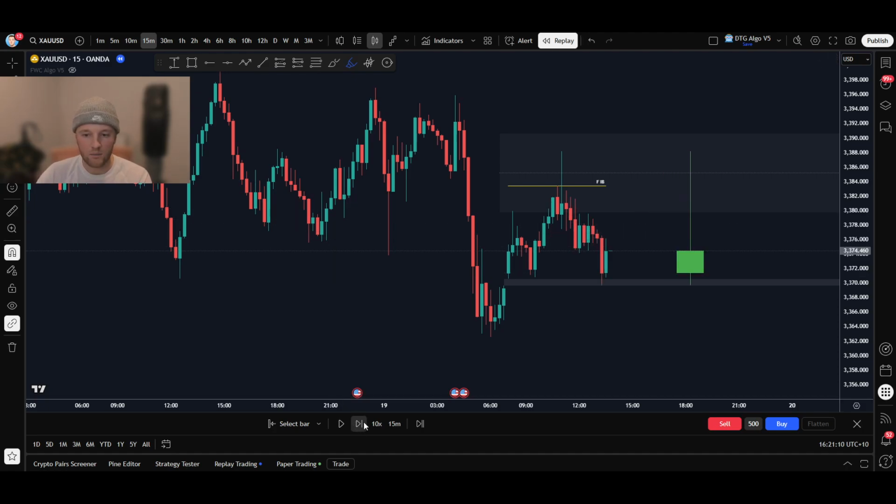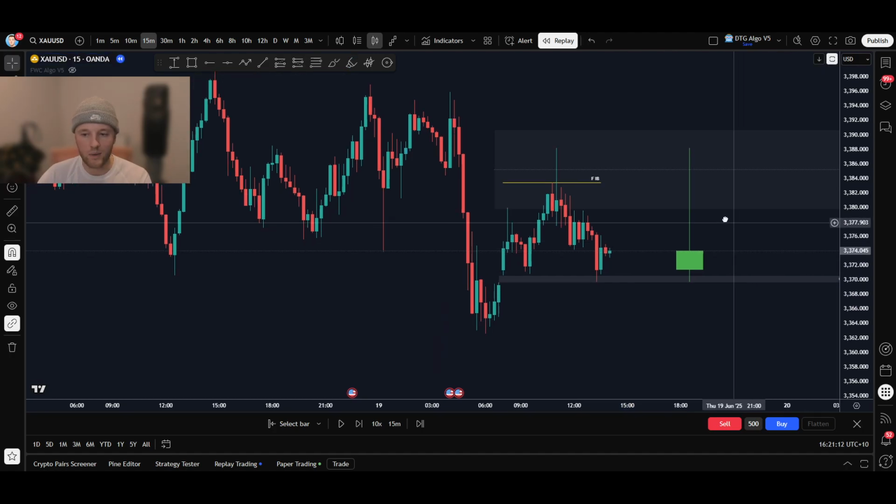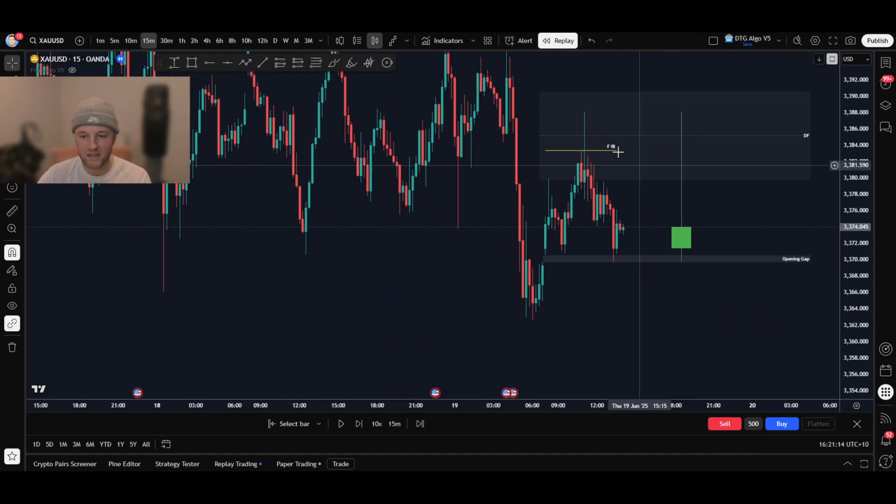Okay. Now, this is where it's crucial because there's no entries in here for me yet. And you can see now that gold is also starting to bounce off of the daily opening gap right here. Okay. We come down and bounce off that. But I have to wait for my trading window to open.